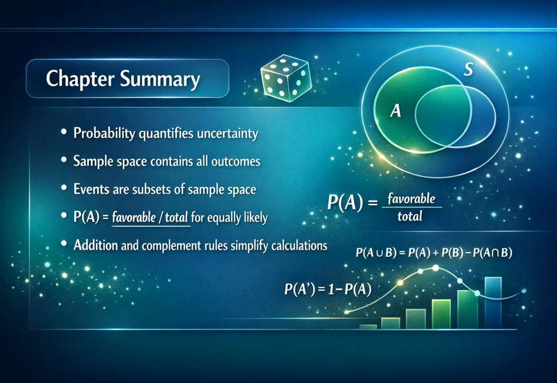In this chapter, we learn that probability quantifies uncertainty. The sample space contains all possible outcomes. Events are subsets of the sample space. For equally likely outcomes, P of A equals favorable divided by total. The addition and complement rules simplify calculations.